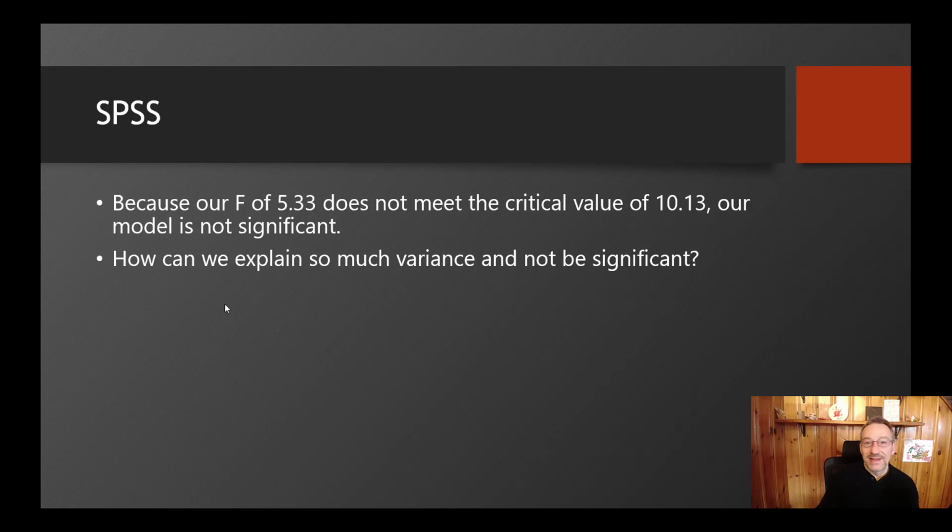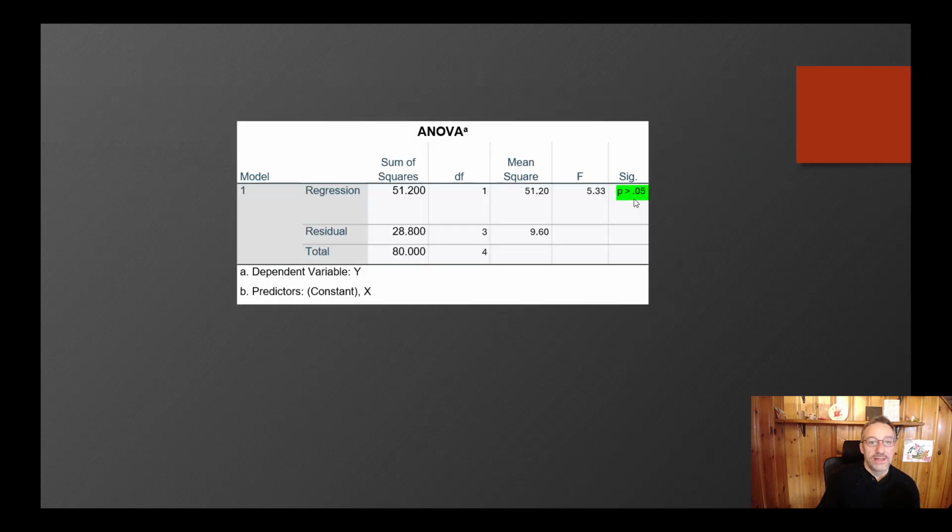And yes, I guess I already explained all this. How can we explain so much of the variance, 64%, and not be significant? It's just that we didn't have enough participants. And so yeah, that's how we'd write it up, p greater than 0.05.